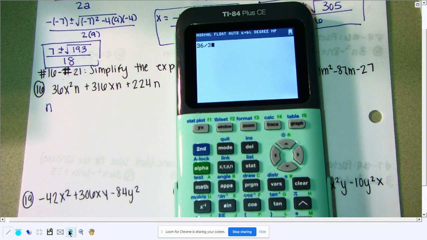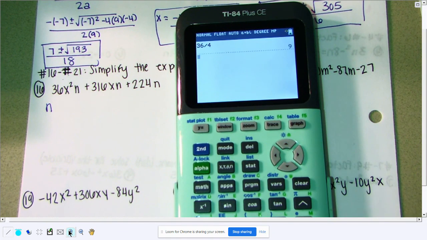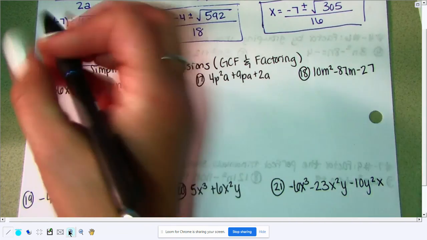Let's bump it up to 3. So it goes in here. 3 also, let's see, does not go into 316. So let's bump it up again. 36 divided by 4 is 9. 316 divided by 4 is 79, that's good. And then 224 divided by 4 is 56. So that's great. So let's pull a 4 out.